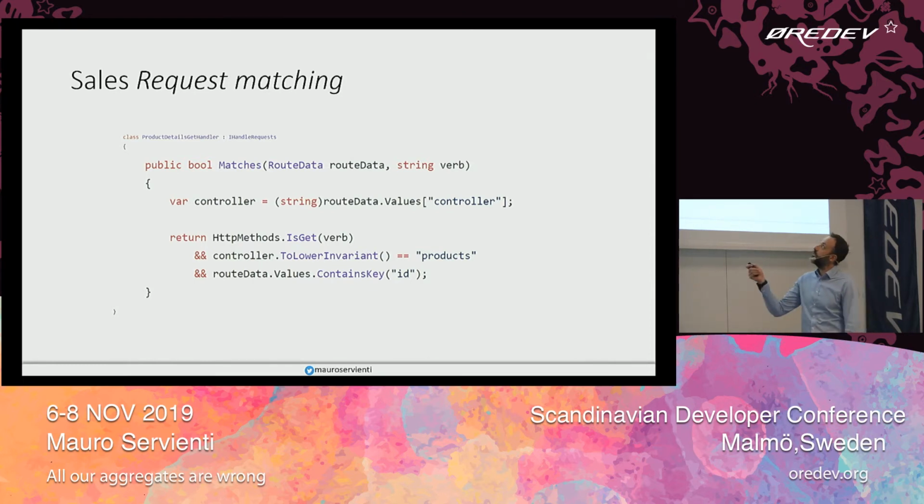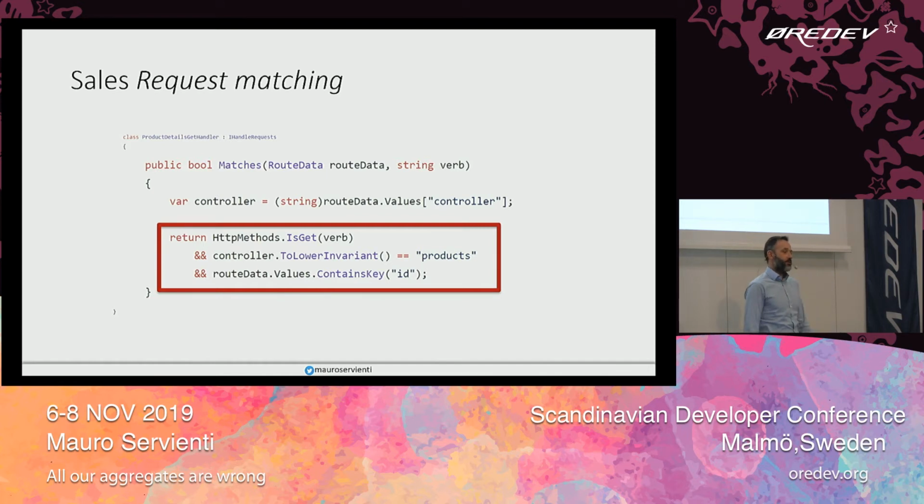So what's coming in are route data. I'm using MVC Core in this case. So it's the routing information from the current request and the verb. Is it a post, get, patch, put, whatever. And what the method is doing is simply asking, is it a get? Yes, I'm interested in that. And it must be products containing an ID. So the template of that specific HTTP request should be /product/ something that can be converted into an ID, whatever that means for that specific system.